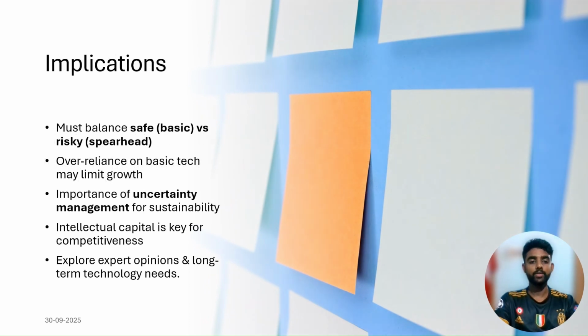So next, let's talk about the implications. Companies must balance safe versus risky management. Overreliance on basic tech may limit growth. We know the benefits of basic tech, it offers short-term safe management, but it also has long-term risk. Importance of uncertainty management for sustainability.